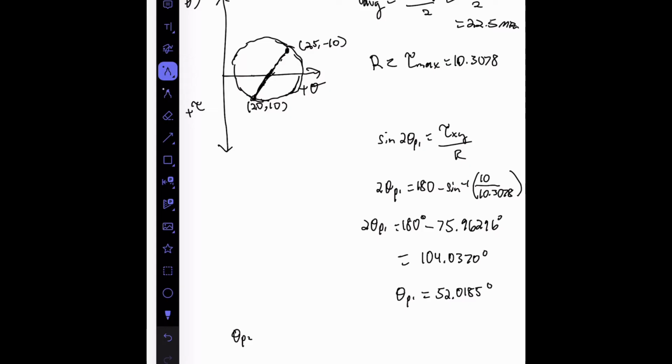Now theta p2 is, sorry, not sigma, theta. I just realized that when I draw my sigmas and my thetas, they look a little too similar. Anyways, so now we just have to find theta p2. I did it again, I'm so sorry. But we can simply find theta p2 by adding 90 degrees to theta p1. We are left with 142.0185 degrees for principal angle 2. And remember that this is going to be the angle between the x-axis and the principal stress plane in the y, which is of course going to be perpendicular to the principal stress plane in the x, which is why we were able to just add 90 degrees to the first principal angle.